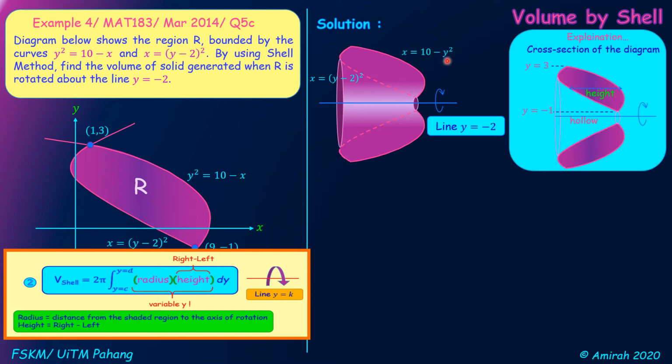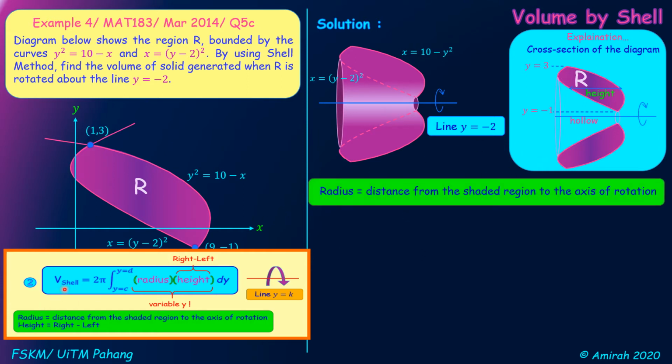This is the cross section of this diagram. We have a hollow here. This is from outside. So this is our original shaded region, because the axis of rotation is here.